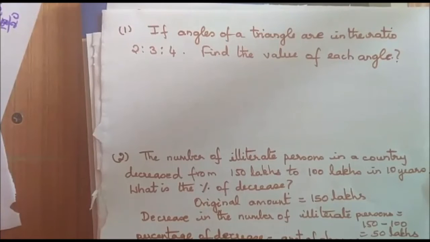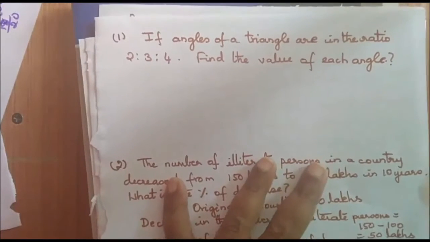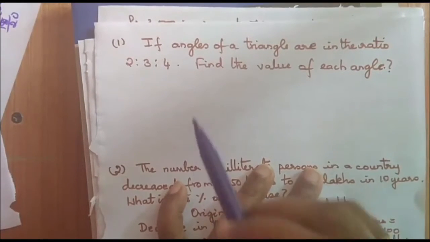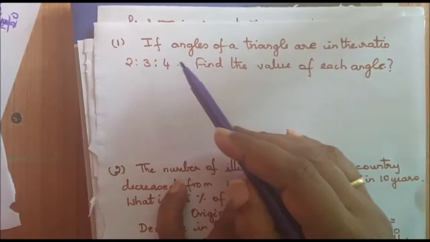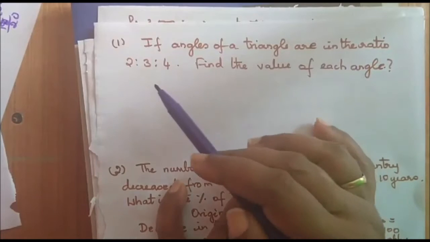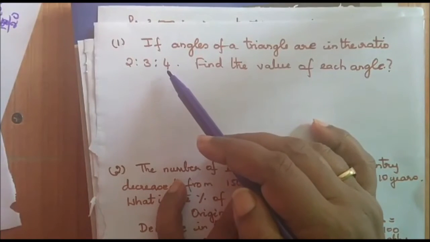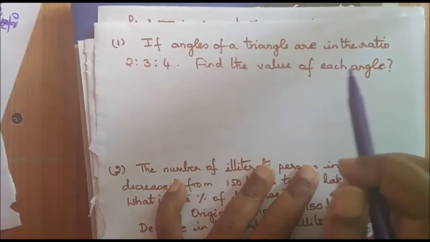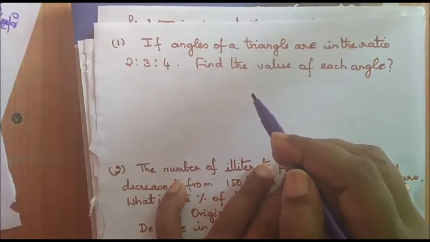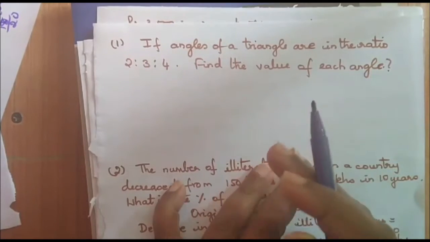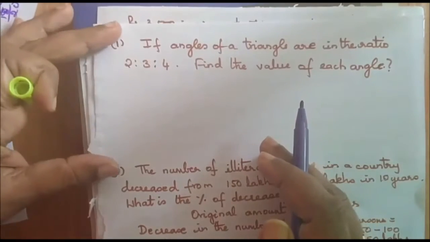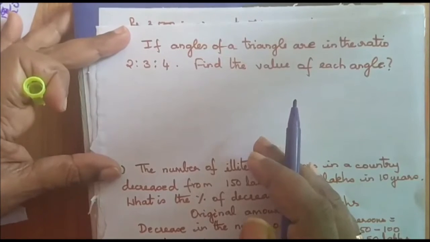Hello friends, in this chapter we'll see more about comparing quantities. Let's see one problem now. If the angles of a triangle are in the ratio 2:3:4, find the value of each angle. Now you should know that in a triangle the sum of the angles is 180 degrees. Before going into that, what is the ratio of the angles?